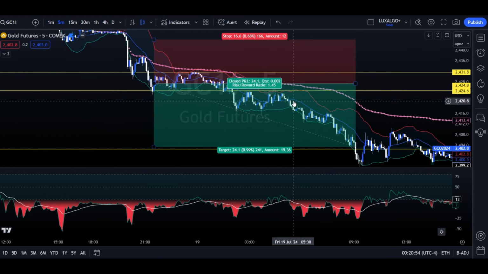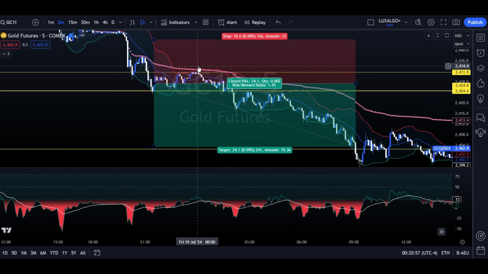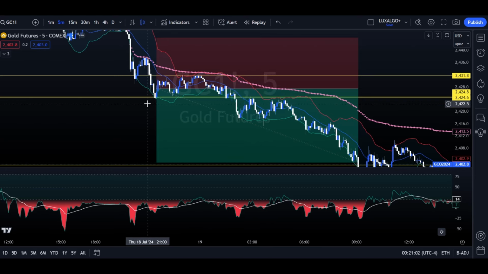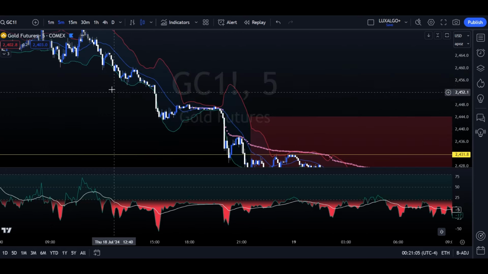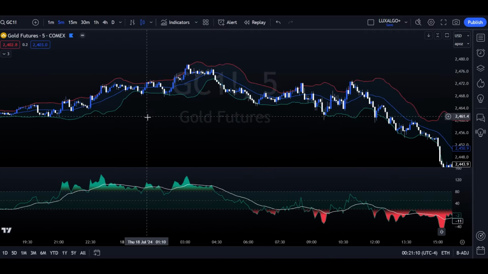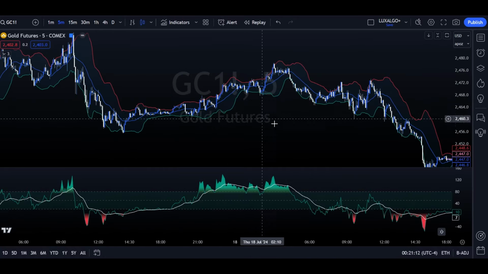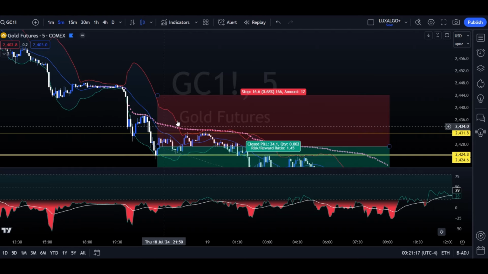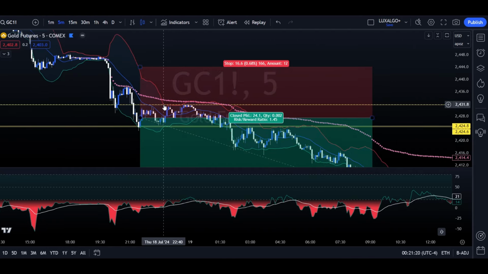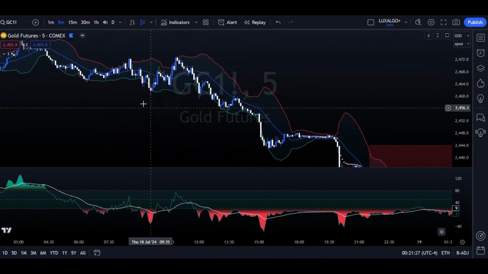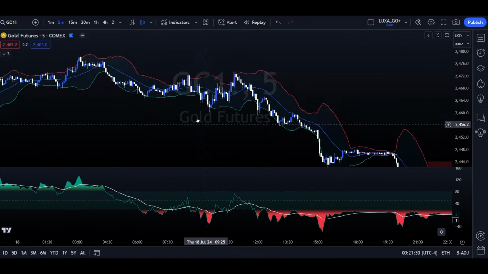First, the Bollinger Bands. These bands help us to identify the volatility and the overbought and oversold conditions. The Bollinger Bands are set with a 20 period moving average, as you guys see here, and two standard deviations, one on the upside and one on the downside. When the price touches the upper band, it usually indicates an overbought condition, while if it touches the lower band, it usually indicates an oversold condition.